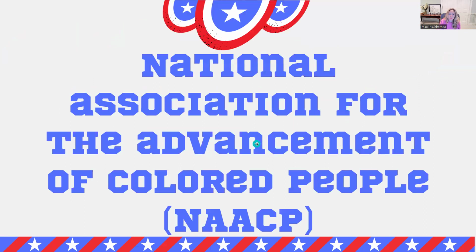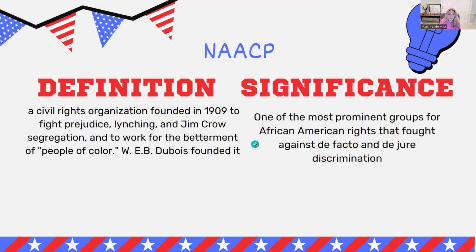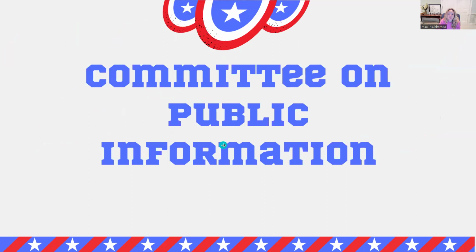National Association for the Advancement of Colored People, or NAACP, a civil rights organization founded in 1909 to fight prejudice, lynching, and Jim Crow segregation, and to work for the betterment of people of color. W.E.B. Du Bois founded it, one of the most prominent groups for African American civil rights that fought against de facto and de jure segregation. They're still prominent today.